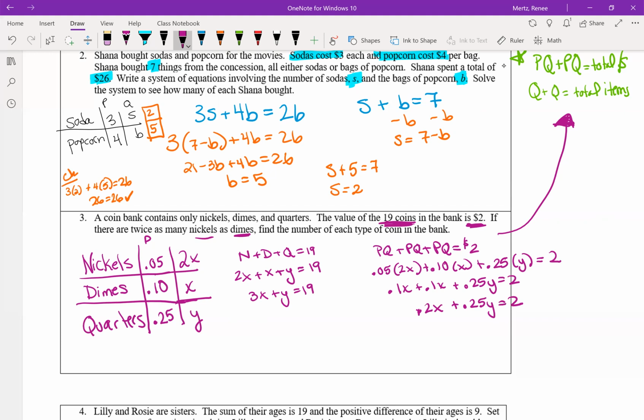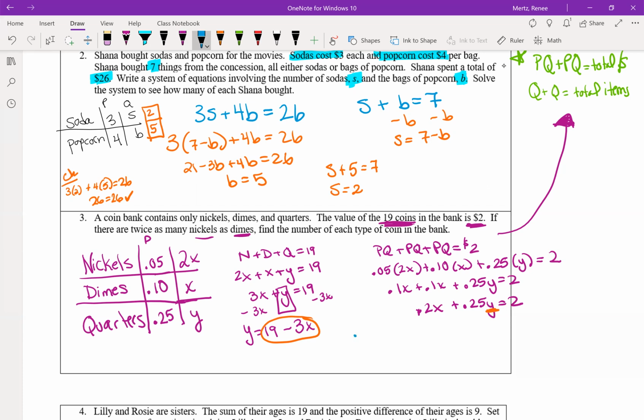I'm going to choose to get this Y alone. So Y equals 19. Remember, we moved the 3X over by subtracting. No magic math here. Y equals 19 minus 3X. Substitute that in for the other Y. So I'm going to put this in for this Y.